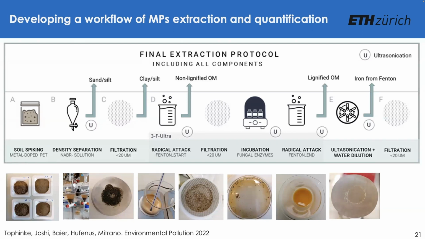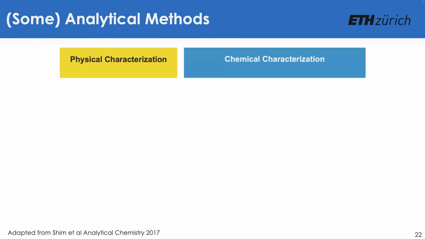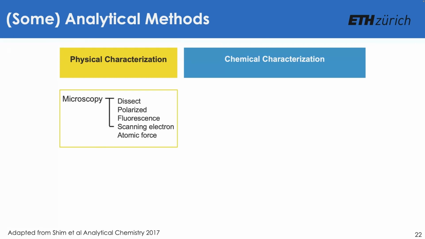So now that we have our sample more pure, then we want to analyze it. There are a few different analytical methods that can tell us a bit more information about these microplastics which are on the filter. So these can be split into two broad categories: physical characterization and chemical characterization. In terms of physical characterization, this is mostly through microscopy. A series of different types of microscopy techniques are available to be able to look at what is the size and shape of your microplastics that are on the filter.